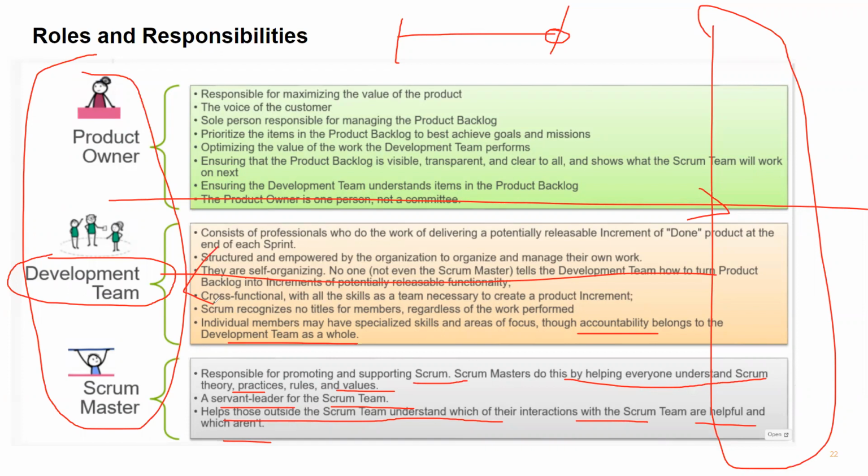So assume that this particular Scrum team is working only on Facebook items. This team will only work on the Facebook login.